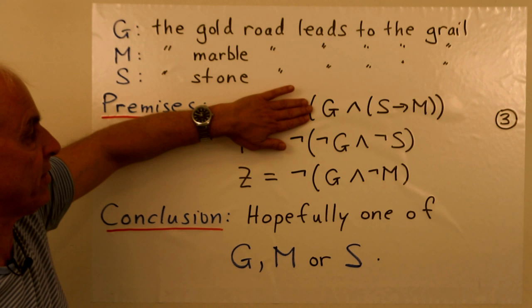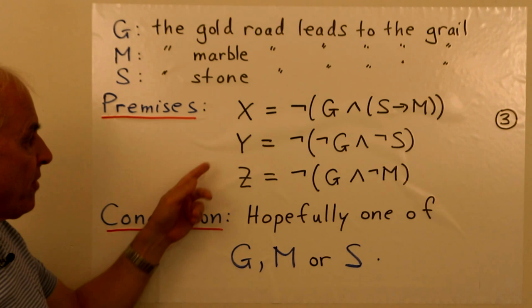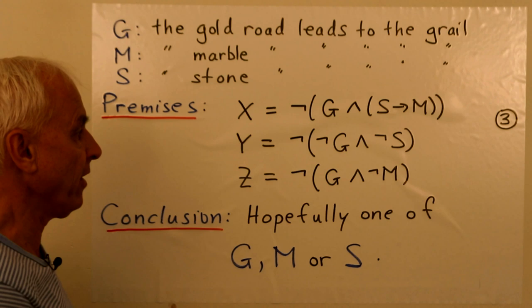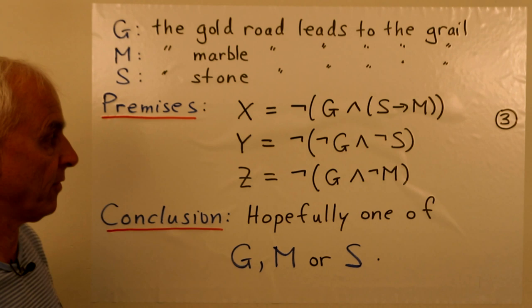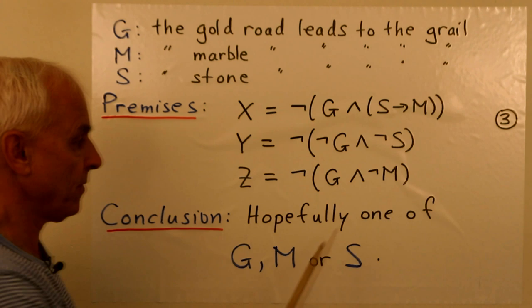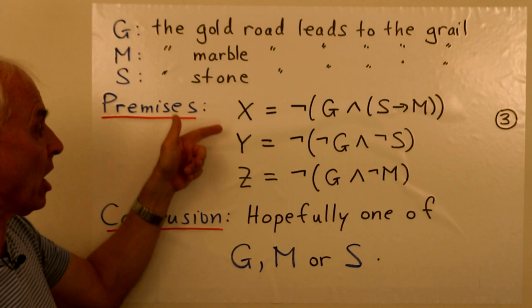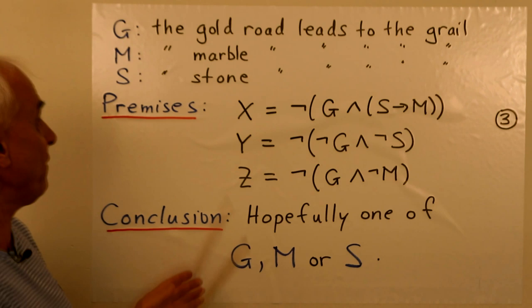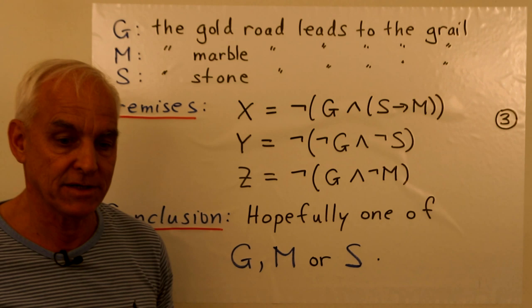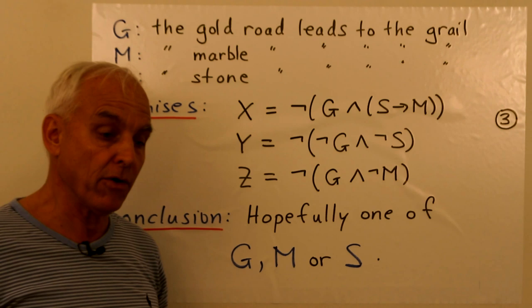The second knight guarding the marble road said that neither the gold nor stone roads lead to the grail. So that's a lie, so we have to put a not there, and the statement is neither the gold nor the stone roads will lead to the grail. So not G and not S. And the third knight says that the gold road will get you there, but the marble road will not. That's encoded there, and we have to put a not in front of it because he's a liar also. Okay, so these are our three premises, and hopefully we can deduce one of these three conclusions. So this is not the case that we have one particular conclusion. We want to know which of these three conclusions, if any, is a valid consequence of these premises. It might be that several roads lead there, or it might be, in fact, that none of the roads lead there. We have to figure this out.